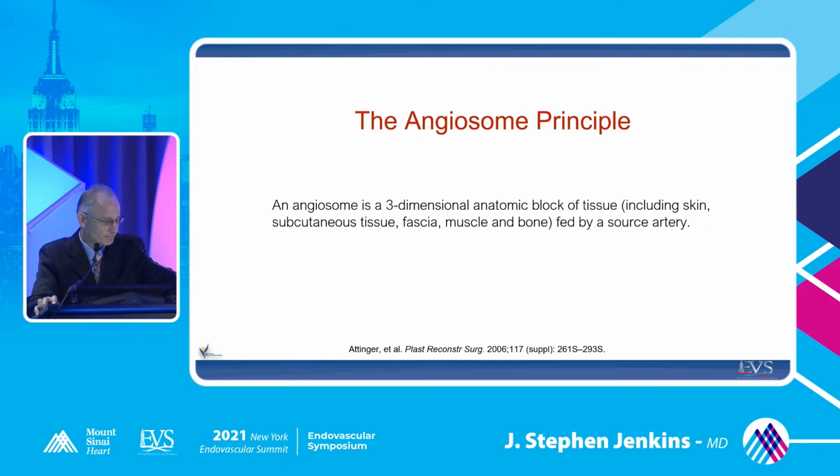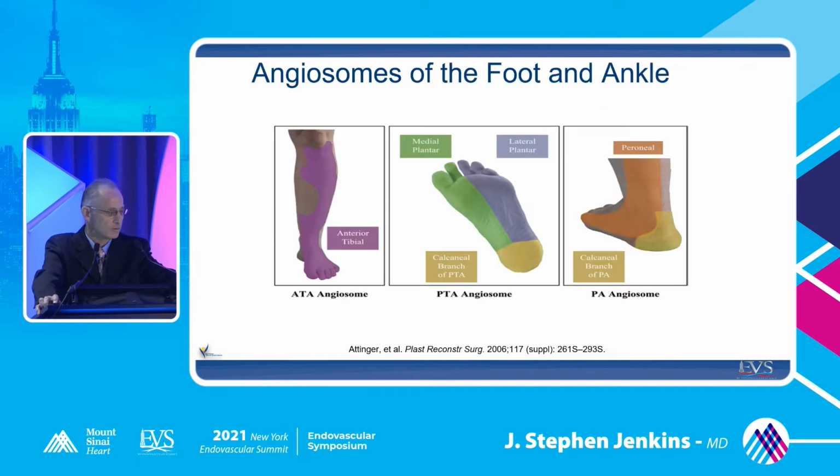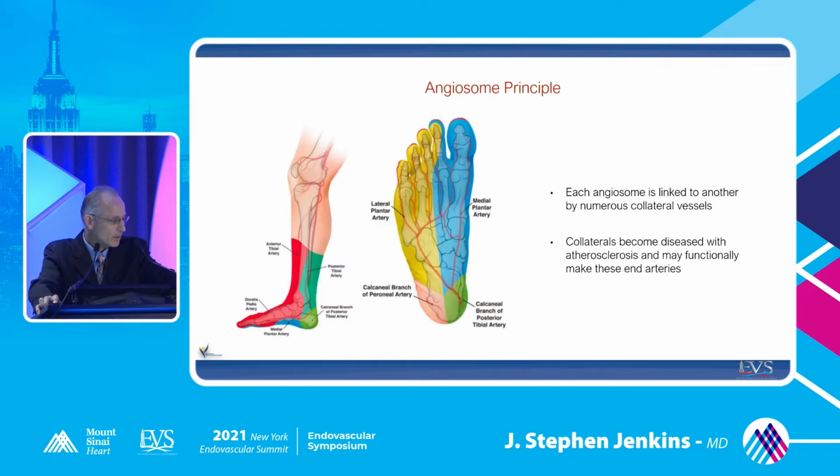Saab talked about. Now, if we talk about the angiosome principle, it's a three-dimensional block of tissue that includes the subq tissue, the fascia, the muscle, the bone, fed by a single source artery. There's three of those, the ATA, PTA, and PA. Angiosome, as we know. And you have to also understand and realize all of these connections between these angiosomes.